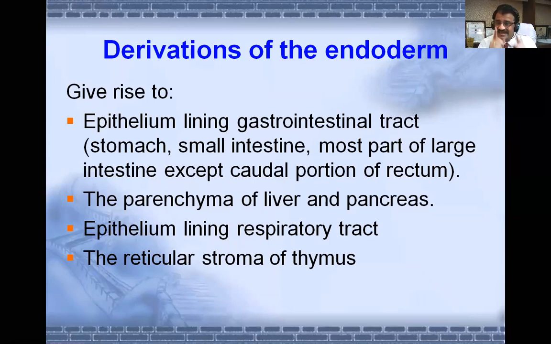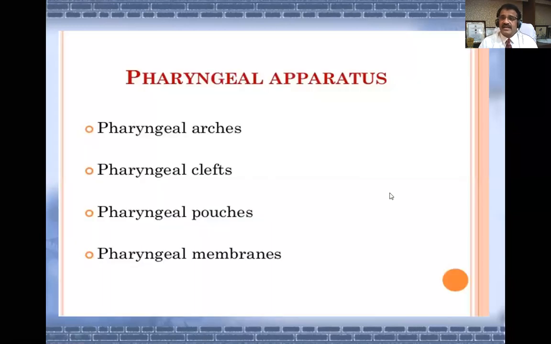Epithelial lining of the respiratory tract is formed by the endoderm, and the reticular stroma of thymus gland is also formed by the endoderm. So wherever there are exceptions, that you have to also remember, like except caudal portion of rectum, which is formed by mesoderm. This is endoderm. Now next part and the last part of today's episode is pharyngeal arches.